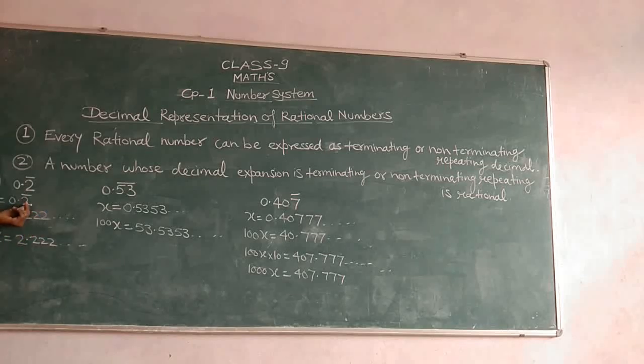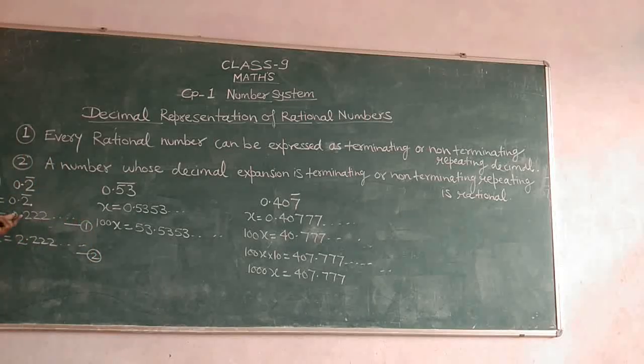Now only one digit is repeating. So we can say, assume this is equation number 1. Now multiply it by 10. When we multiply it by 10, the decimal place moves one place to the right and it changes into 2.222. Now consider this as equation 2.